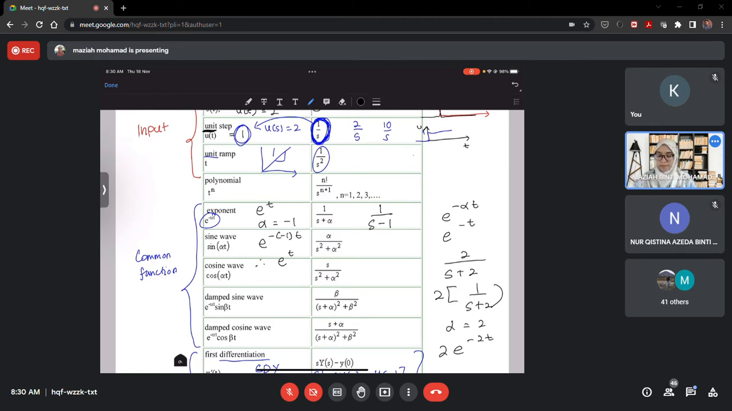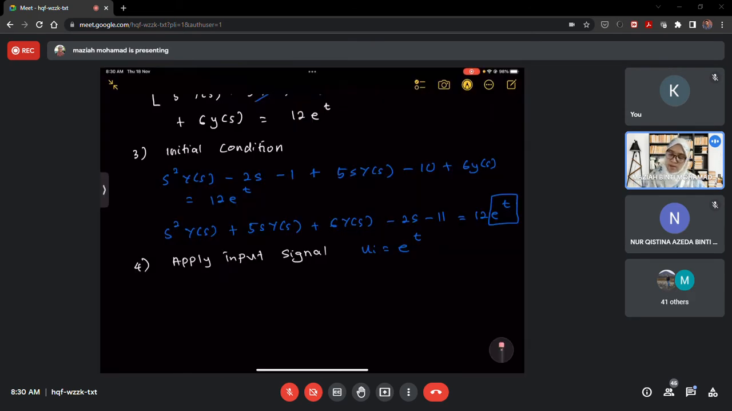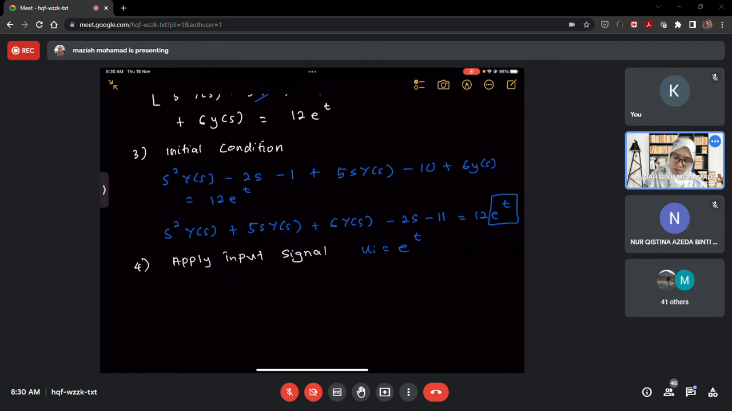Okay. So we put that into the equation. Okay. So we're going to factorize Y(s). So Y(s) multiplied with s squared plus 5s plus 6 will equal 12 over s minus 1, multiplied with 1 over s, and then plus 2s plus 11.